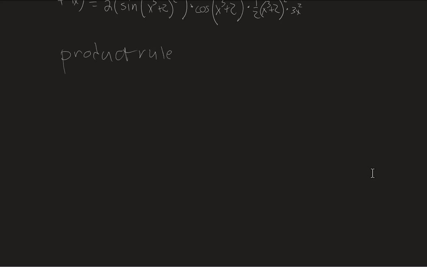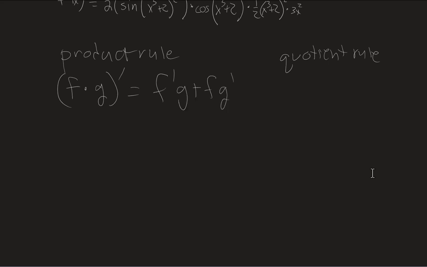So if I have two things multiplied together, f times g, the derivative of f times g is f prime g plus f g prime. And the derivative of f over g is f prime g minus f g prime over g squared.